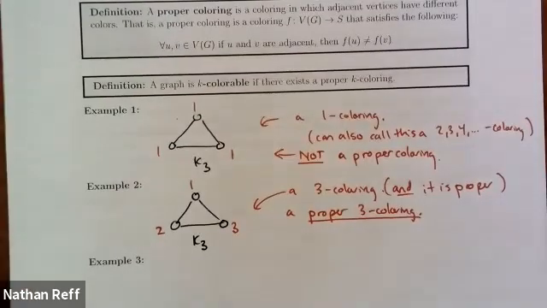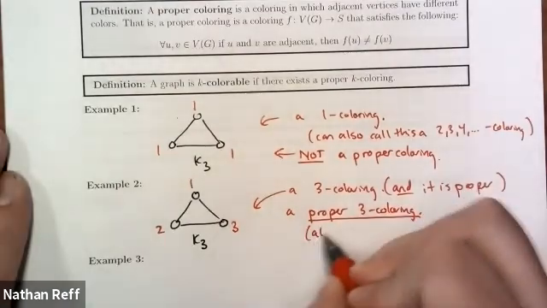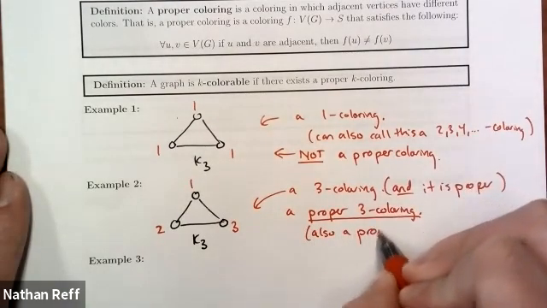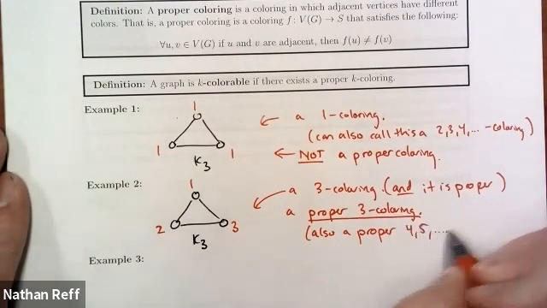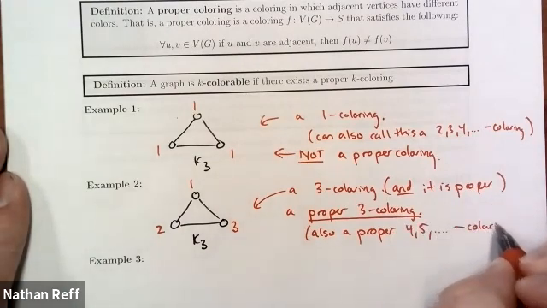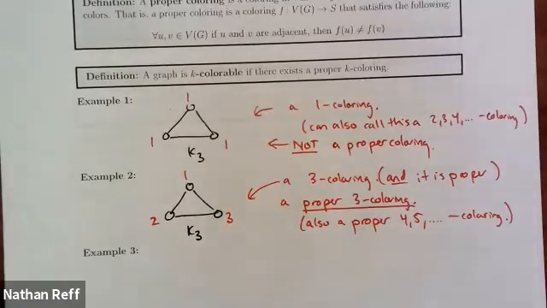Okay, and technically you could say that it's also a proper 4, 5, and so on coloring. I just happen to not be using those additional available colors. Okay. Now, one interesting problem is if I give you a graph, what is the minimum number of colors I need in order to properly color the graph?